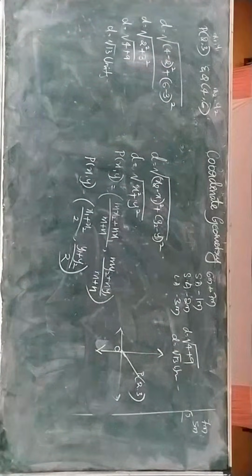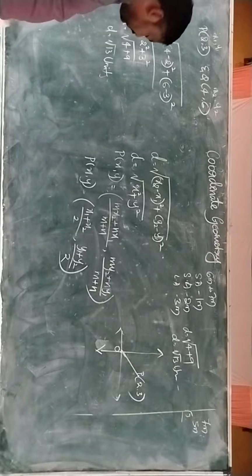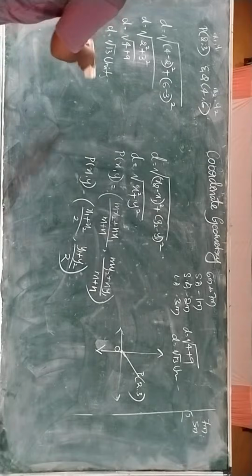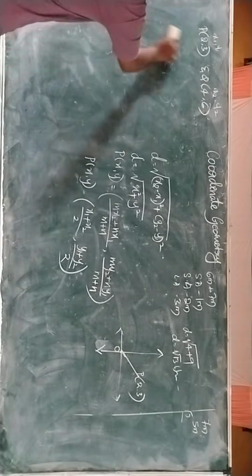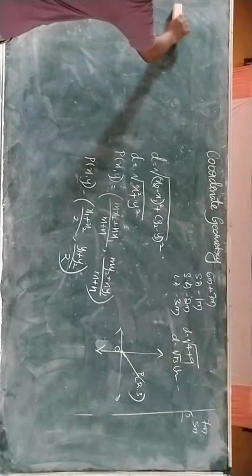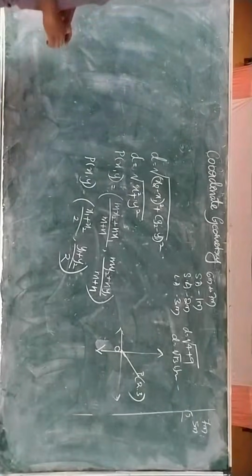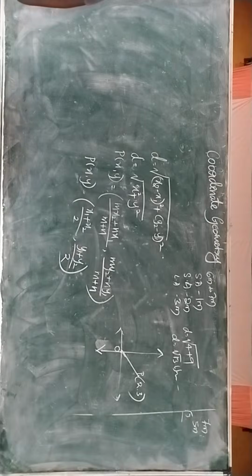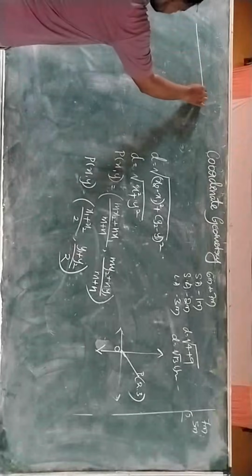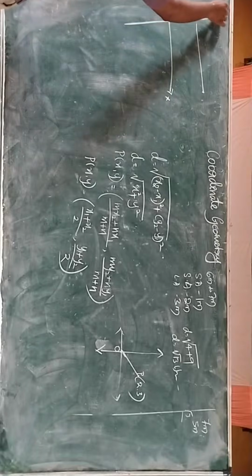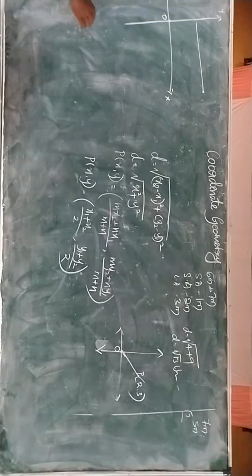The next is the section formula. When to use the section formula? That you first remember. See, a few of the students are not understanding the given data. I know very well, a few of the students will get confused in the given data. For example, imagine it's on a Cartesian plane.